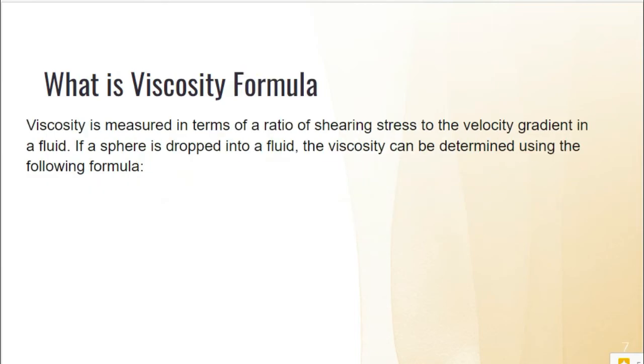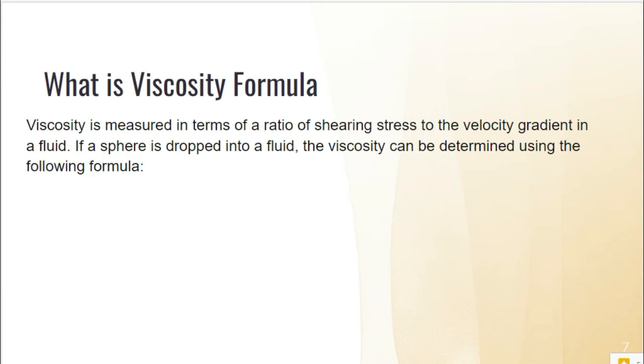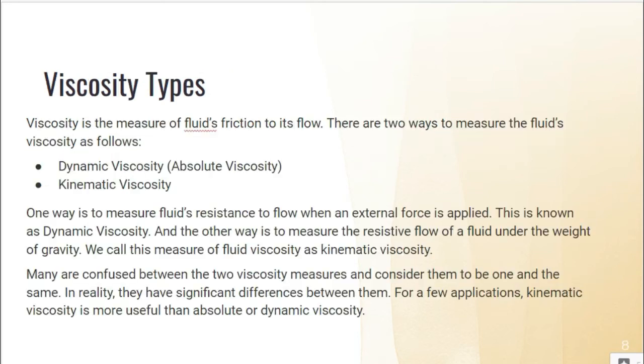Okay, and what is the viscosity formula? Viscosity is measured in terms of a ratio of the shearing stress to the velocity gradient in a fluid. If a sphere is dropped into a fluid, the viscosity can be determined using the following formula. Now, the viscosity types.